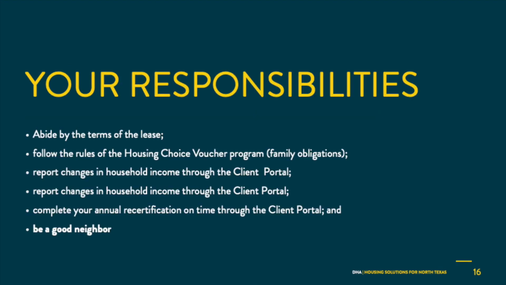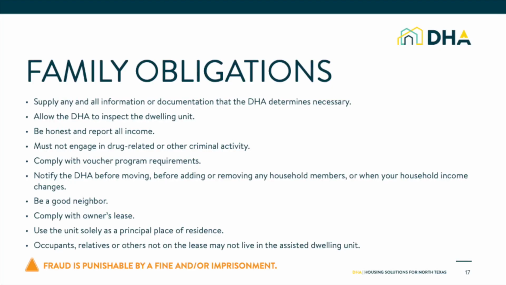The tenant must abide by terms of the landlord's lease and the rules of the Housing Choice Voucher Program and be a good neighbor. Program participants must promptly notify DHA of any changes to the persons who will be residents in the assisted unit and any changes to their household income. Changes in information may be reported through the client portal. Program participants must also be recertified annually. Annual recertifications may be completed through the client portal as well. Next, we will discuss family obligations and provide an overview of what is required to ensure continued assistance.